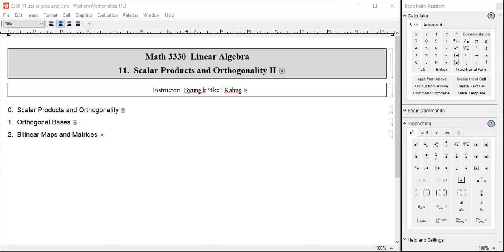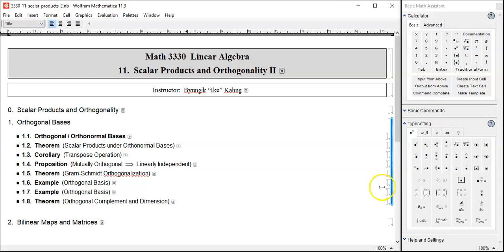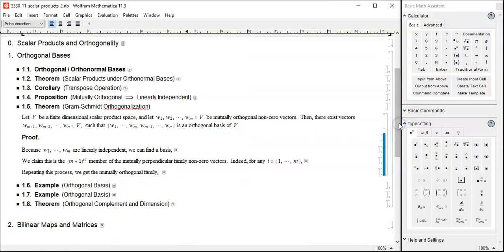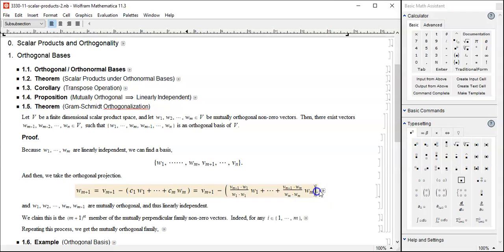Hello again. Let's resume. We just completed Theorem 1.5, the Gram-Schmidt orthogonalization process, and it proved not only that orthogonal bases exist, but also gave us a construction formula. We usually start from W1 only and then use this to get W2, and then W1 and W2 to get W3, and W1, W2, W3 to get W4, and so on and so forth.